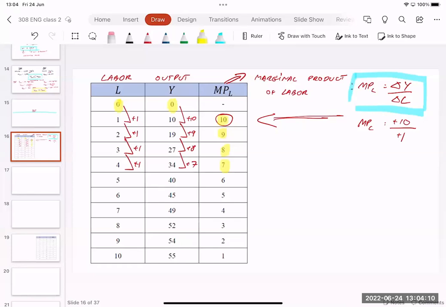The more labor you add into the factory, the more output you can produce. However, the very first labor helps you produce a lot, 10 units. Later on, the additional output that you can produce becomes lower over time, from 10 to 9 to 8 to 7. The marginal product of labor is decreasing over time. We call it the law of diminishing return.